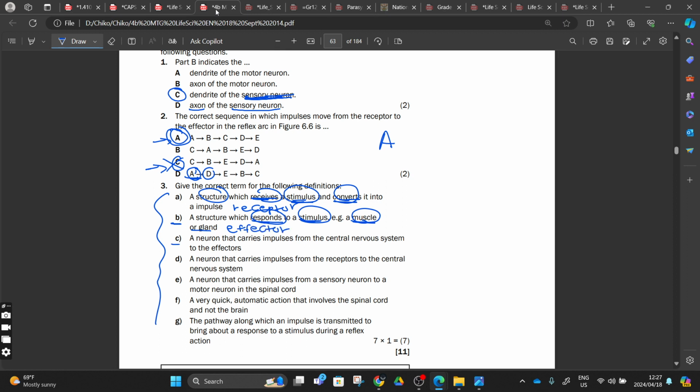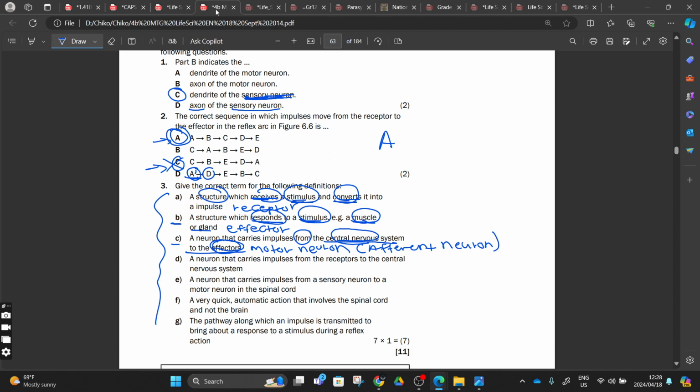Then number C, a neuron that carries impulses from the central nervous system to the effectors. They are saying from. You see, a neuron that carries impulses from the central nervous system to the effector. We also have another clue here: the one that brings the impulse to the effector. This one is a motor neuron, right? Or an efferent neuron. You don't just write afferent, you write efferent neuron.